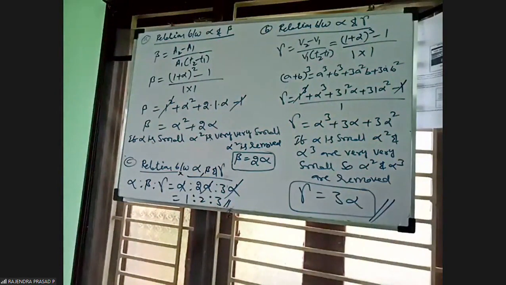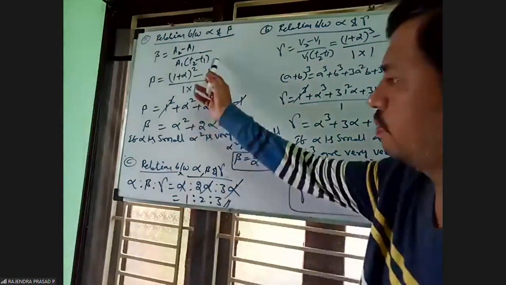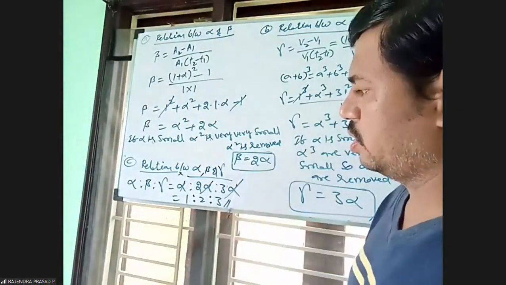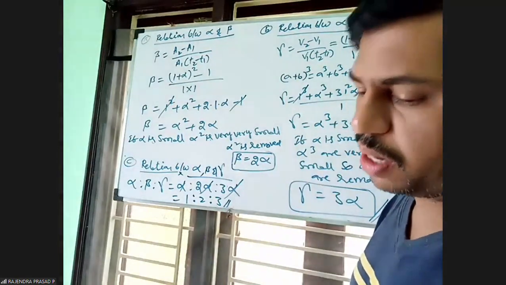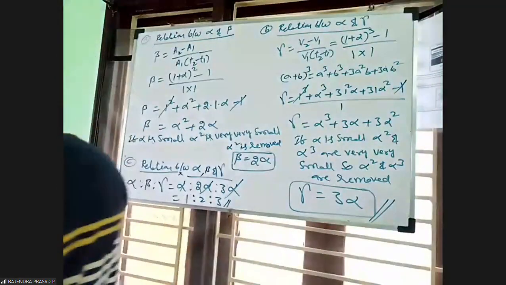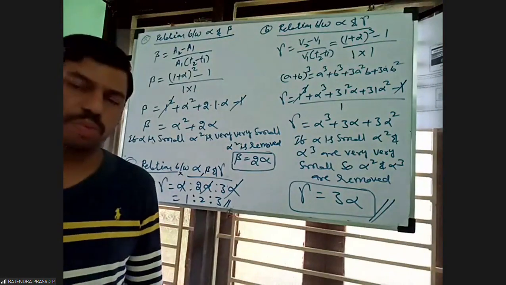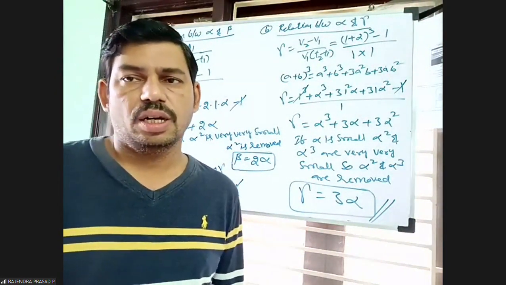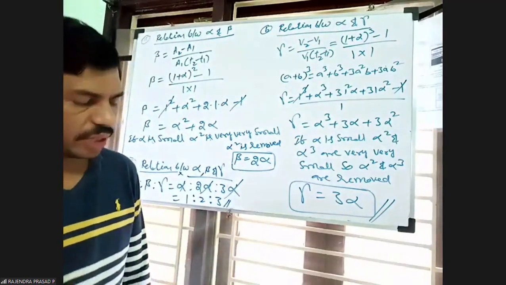Part A, alpha and beta relation. Part B, alpha and gamma relation. Part C, alpha, beta, gamma relation. Sir, the exam directly asks us this, 1 is to 2 is to 3. So next, prove it in the revision program too. Another method is there, actually a simple method.